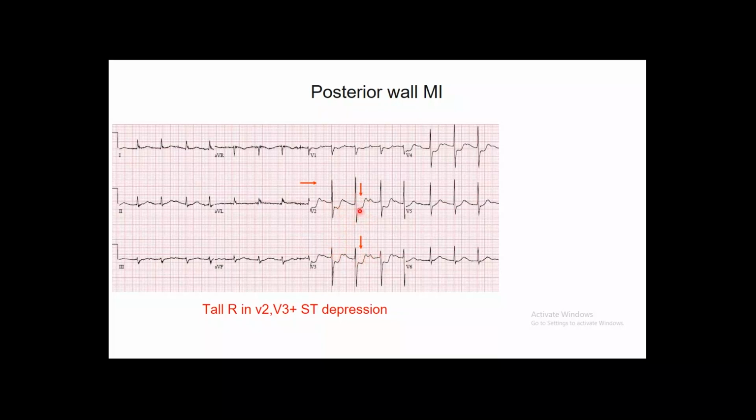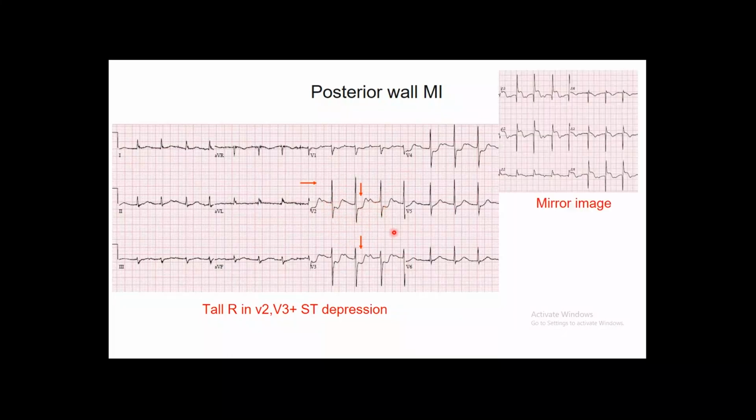segment depression. This might denote what is called a posterior wall myocardial infarction, because the posterior wall is away from the surface ECG. So myocardial infarction of this wall might cause a mirror image on the anterior chest leads. That means if we record the electrical activity on the posterior wall, this will be the mirror image if we flipped this ECG and looked at these leads. This tall R is actually a deep Q, and this ST segment depression is actually ST segment elevation on the mirror, on the posterior wall.